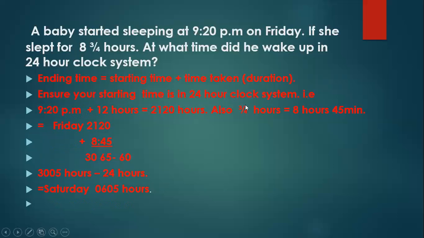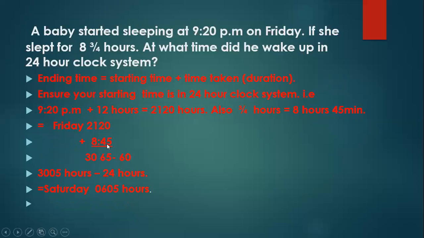And the baby slept for 8 hours and 3/4 hours. So 8 hours and 3/4 hours, it is 8 hours and how many minutes? So change this 3/4 into minutes. 3 over 4 times 60, you'll get 45 minutes. So the time taken is 8 hours and 45 minutes. So let's add. Friday 21:20 hours plus 8:45. This side is for hours and this one is for minutes.